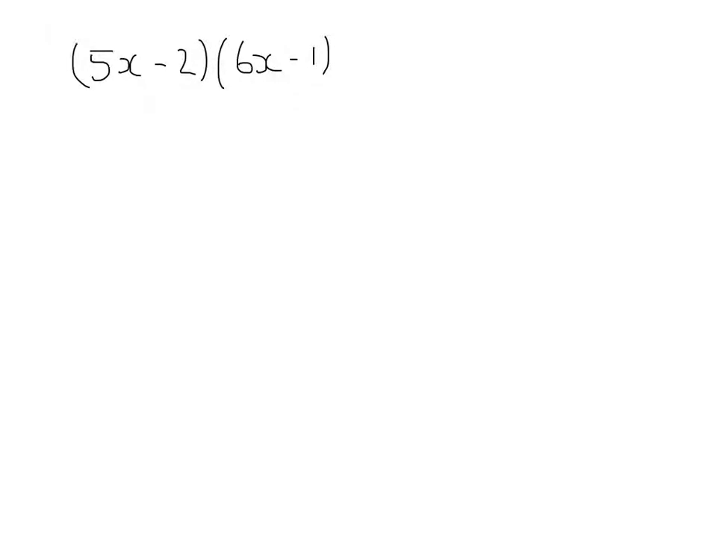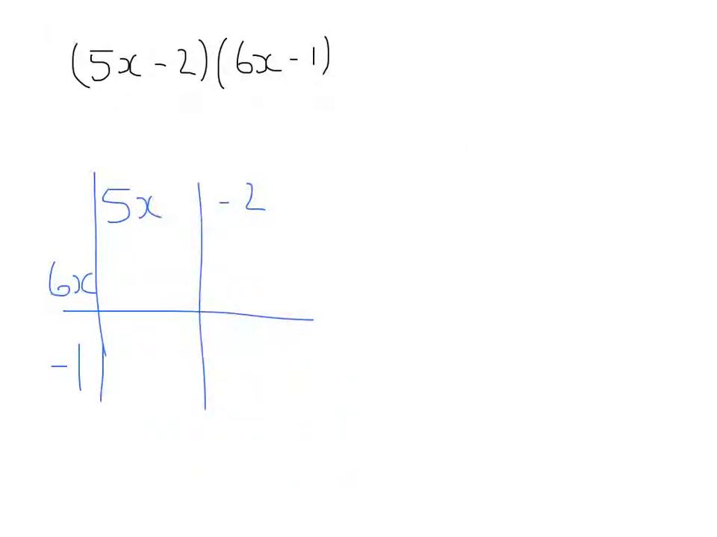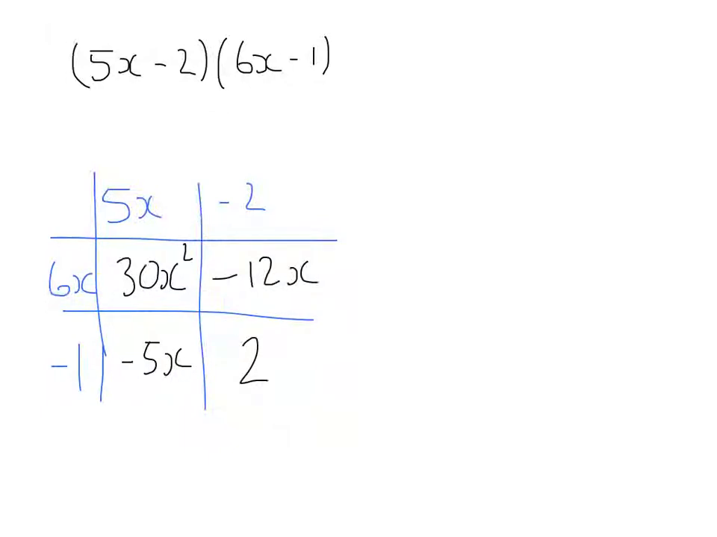Final example. Again, we can write out the grid. 5x, -2, and 6x, and -1. 6x multiplied by 5x is 30x squared, and then 6x multiplied by -2 is -12x. -1 times 5x is -5x, sorry, and then -1 times -2 is +2.